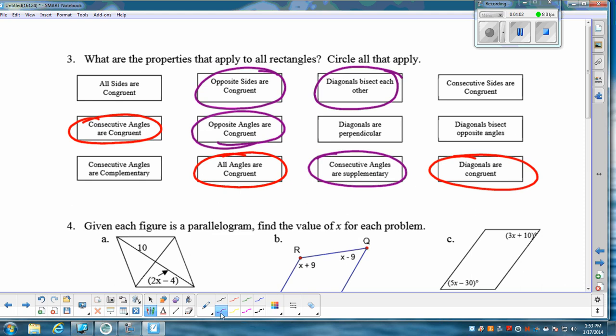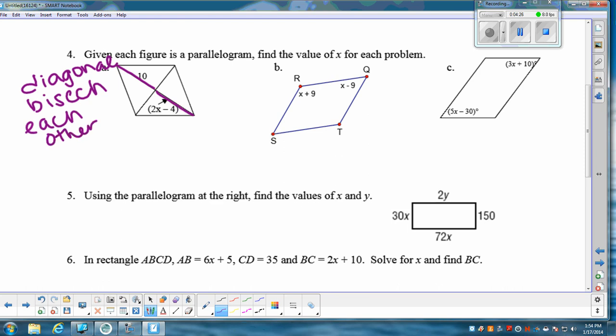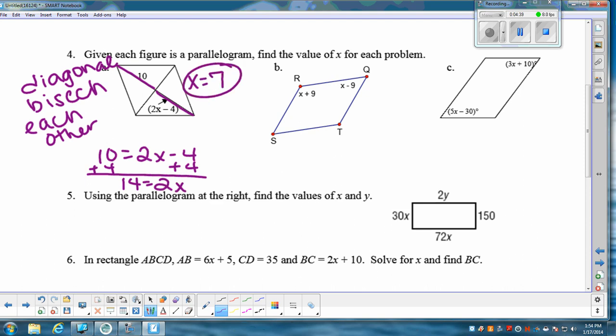So then we move on to number 4. We're going to use our properties of parallelograms. Well, in A, we have that 10 is half of our diagonal, and the other half of our diagonal is 2x minus 4. And since our diagonals bisect each other in a parallelogram, we know that those two halves have to be equal. So 10 equals 2x minus 4. We solve our equation. We get 14 equals 2x, so we get x has to equal 7.